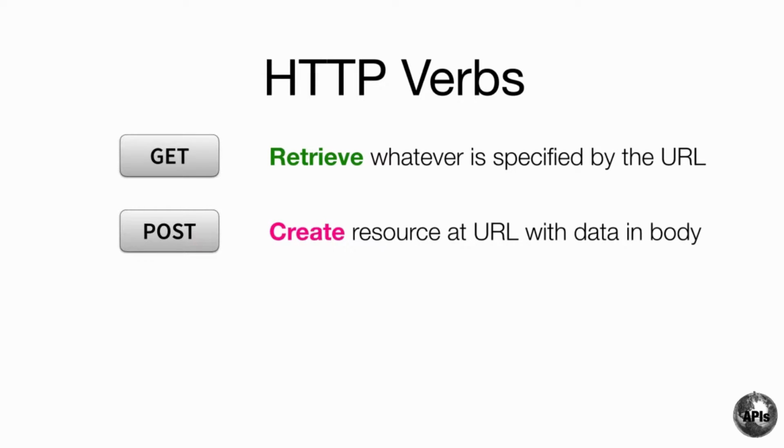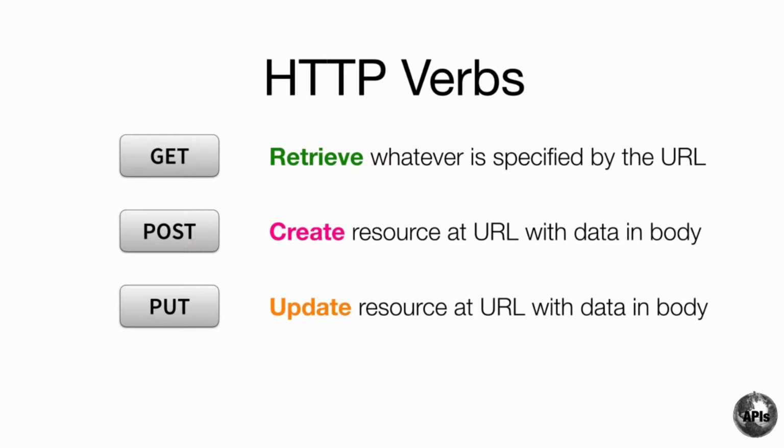You could also send a POST request, which creates the resource at a URL. So when you send a POST request to a server, you normally attach some data to it. The server gets this, and then it uses that data to build a new resource at that URL, which will then exist, and other people can get it and use it.